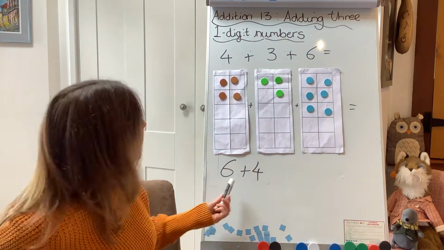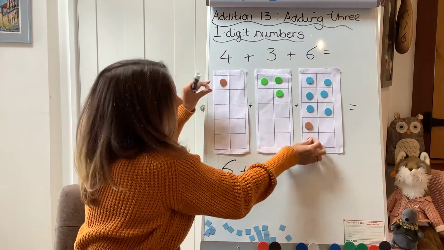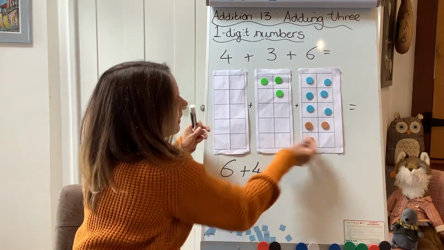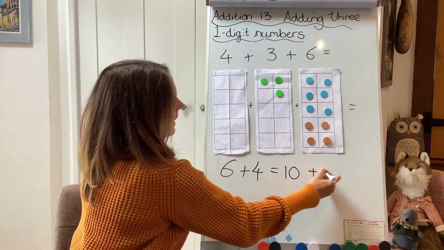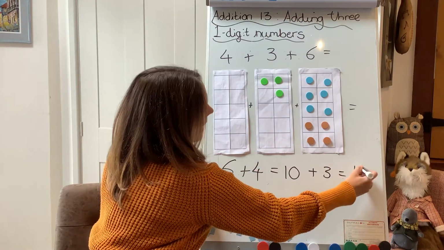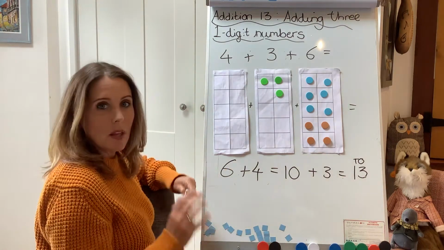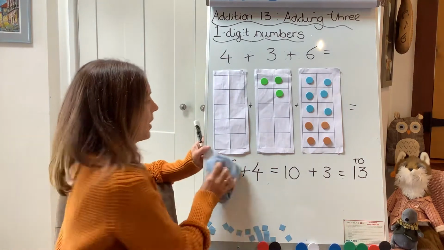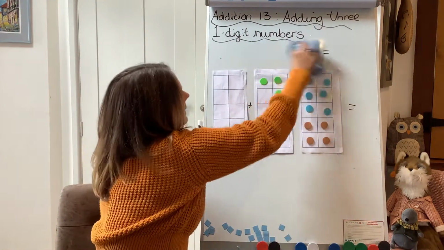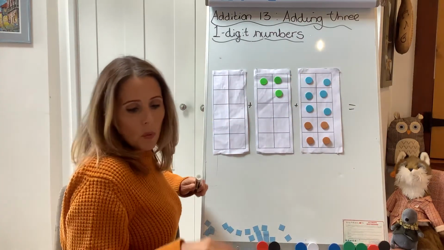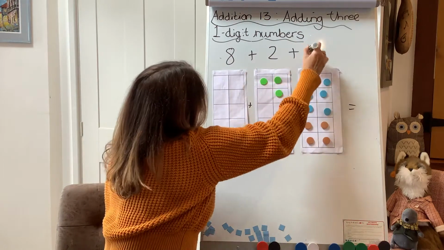Okay, 6 and 4 goes together, you can see, and it makes 10. We've got a number bond that goes together to make 10. So 6 and 4 is equal to 10. 10 add 3 is 10 and 3, which is 13. So we found that number bond first, changed it around to make it easier to add together. Okay, one more, try this one. 8, add 2, add 6.